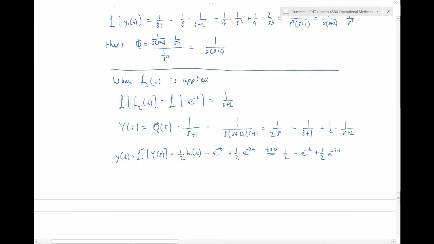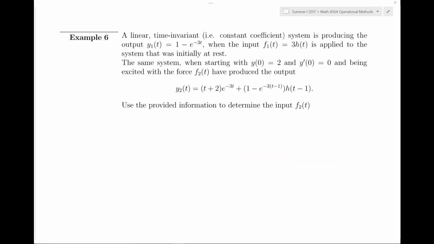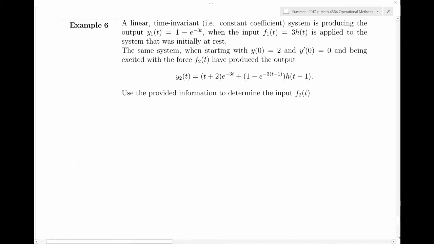Let's look at the last example that we have today. So again, we have the pair of input and output functions given, and the system was initially at rest. And then sometime after, the system was excited again with a slightly different force, but the system was initially at position 2 with 0 initial velocity. And the measured output has this expression. So the question is, what kind of force was applied to the system? Well, this question can again be answered with the concept of system transfer functions.